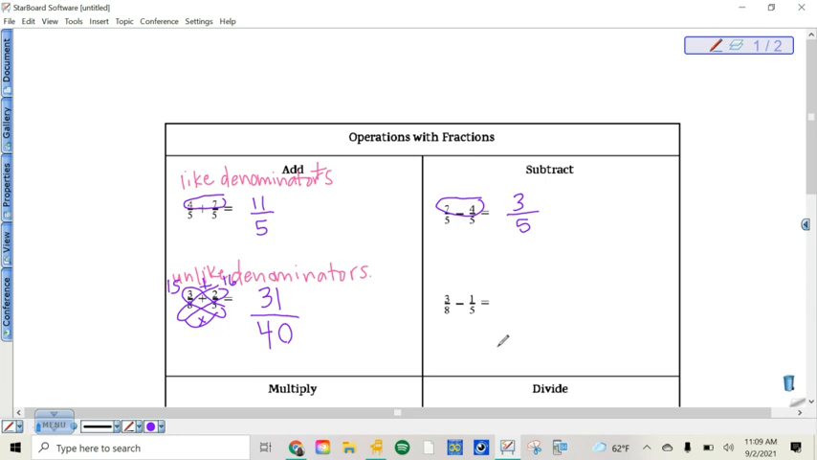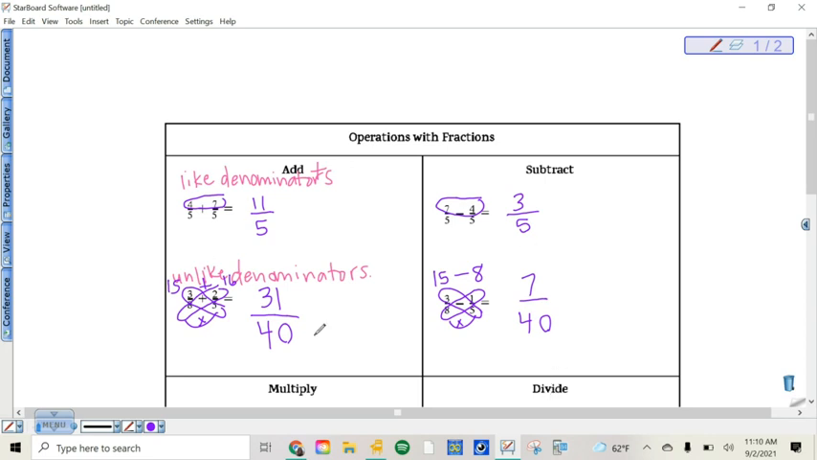But then what about this one? What do I do? Cross multiply. Yep, cross multiply again. So 5 times 3 is 15. 8 times 1 is? And then, sorry, 15 minus 8 is? 7 over, and then how do I get my denominator? Multiply. So what's 8 times 5? 40. There we go. Okay?